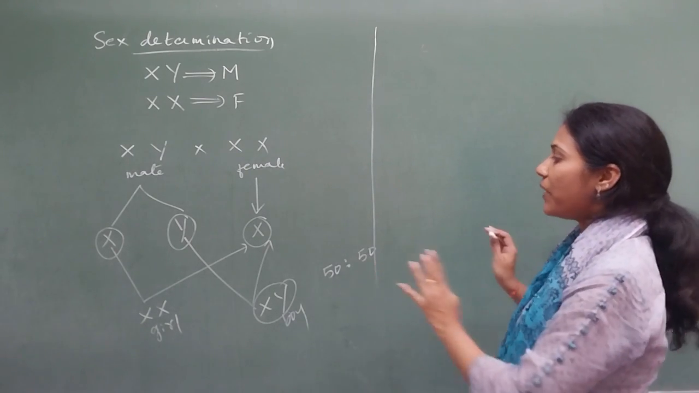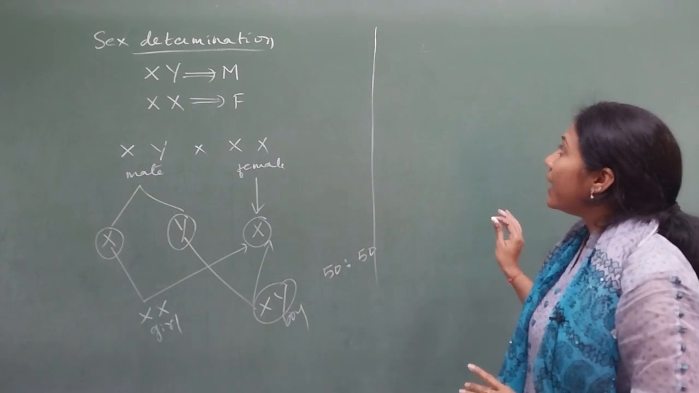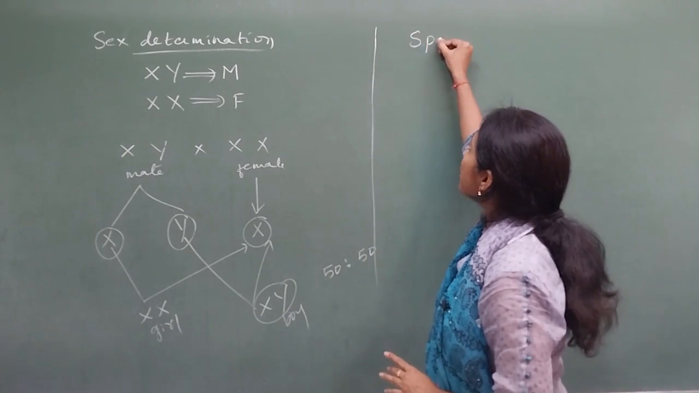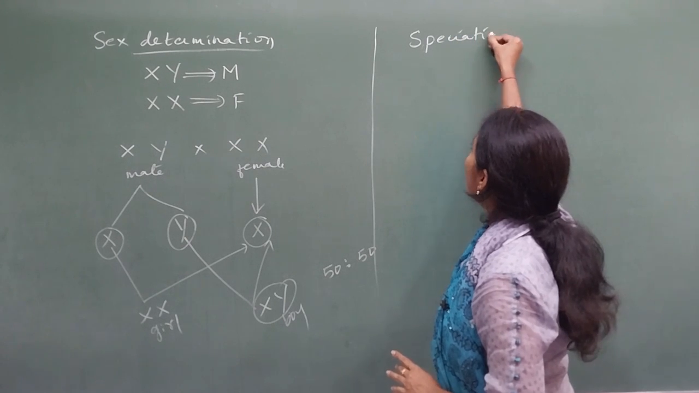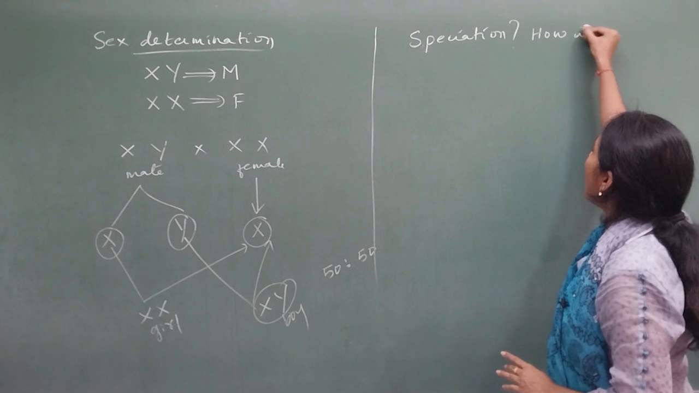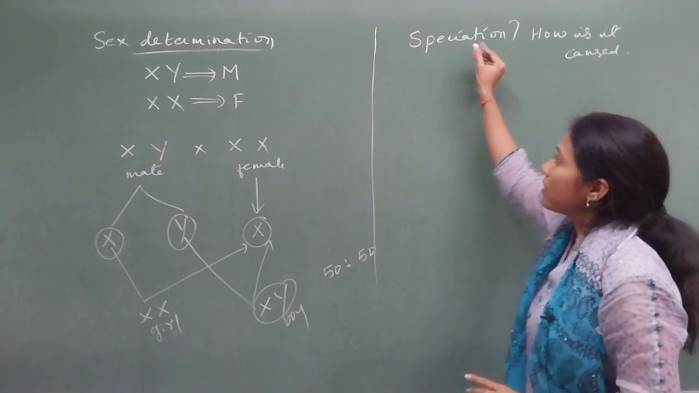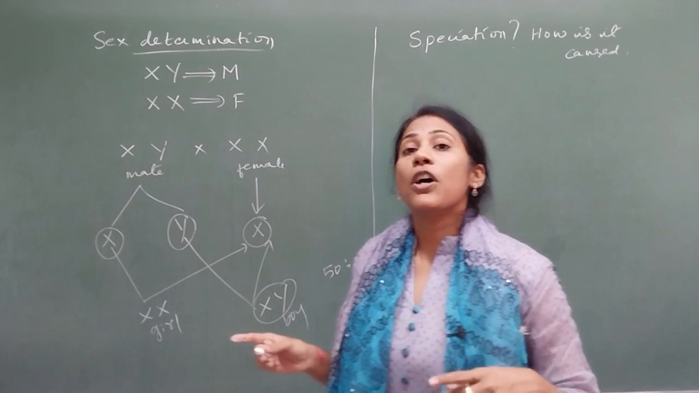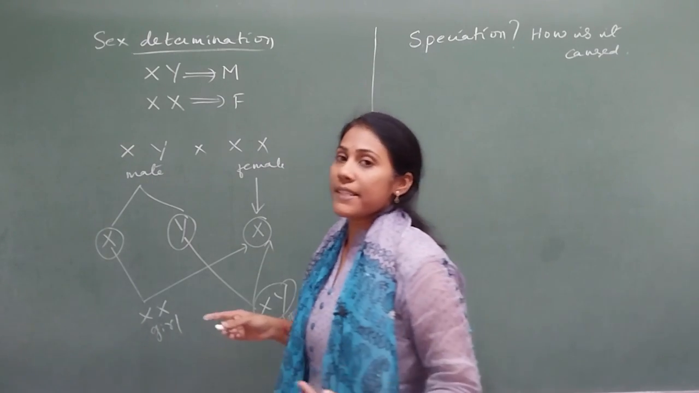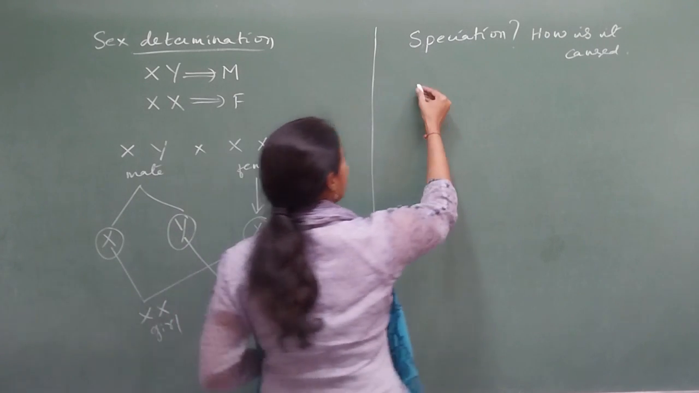So far whatever questions we discussed are the heredity part. Coming to the evolution part, speciation is very important. They'll ask you what is speciation, how is it caused, or what are the reasons of speciation. So what is speciation? Formation of new species is called speciation. That's it. And how is it caused?